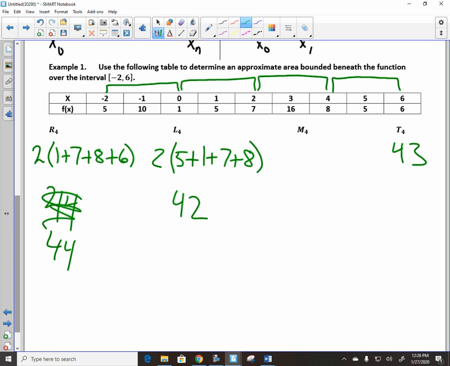Now the midpoint is different. The midpoint is going to use the average of each interval's endpoints. So I want you to look here. What's the average of -2 and 0? -1. So we evaluate the height at -1, which is 10. And then we go from 0 to 2. What's the average of 0 and 2? 1. We evaluate that height, we get 5. Average of 2 to 4 is 3, and I get 16. Average of 4 to 6 is 5. We get 5. So we've got 72?